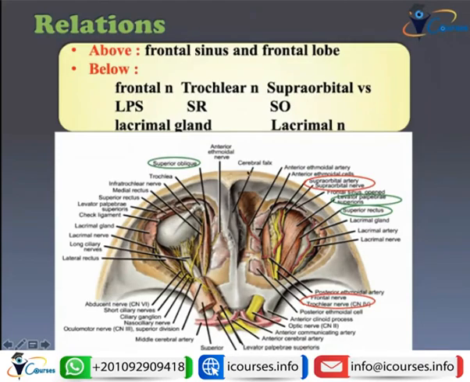And finally, below the roof will be the lacrimal gland and the lacrimal nerve. Here is the lacrimal gland, and this is the lacrimal nerve supplying it. It will be just below the orbital roof from the lateral side. So again, lacrimal, frontal, supraorbital vessels. Below them will be the levator, below them the superior rectus, and on the medial wall the superior oblique, and at the junction between the roof and lateral wall will be the lacrimal gland and lacrimal nerve.